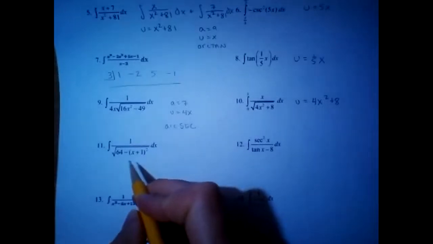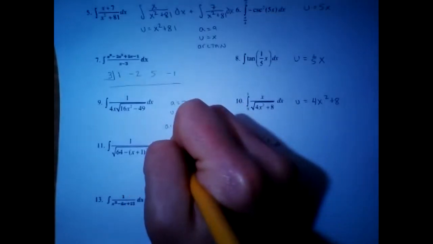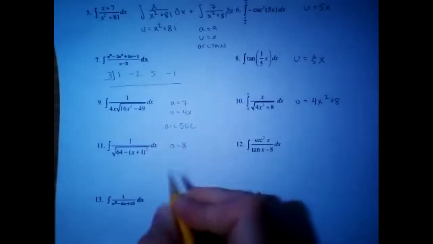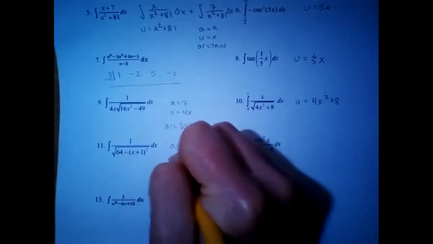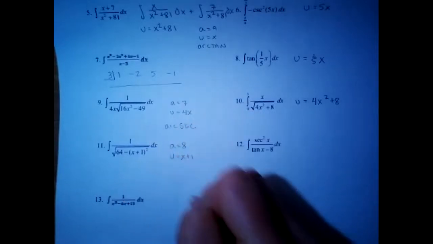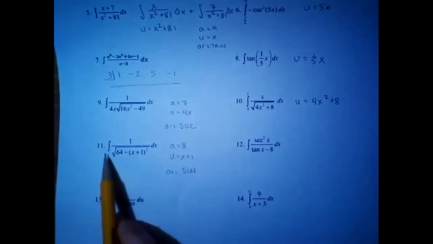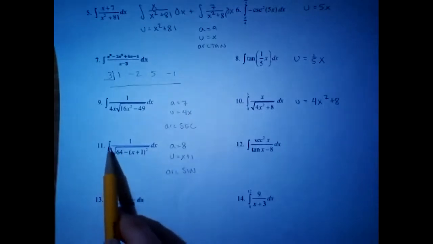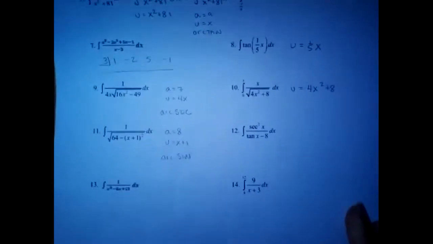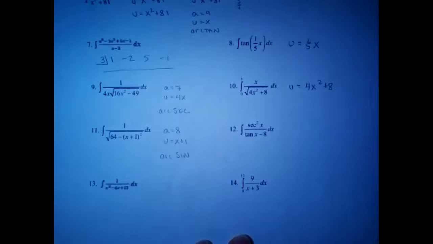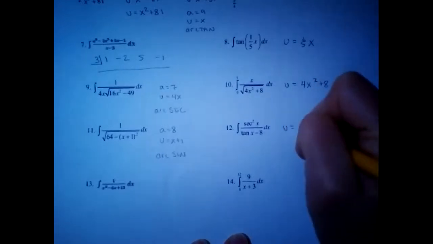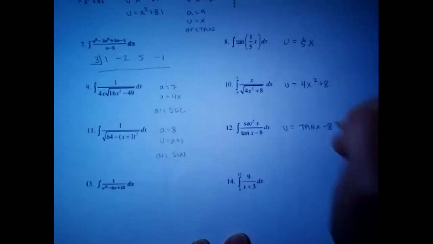11 is going to be arcsine. You would let a be 8, 8 squared is 64. U would be that x plus 1, and that's going to be arcsine. It has the square root, but it doesn't have the extra little part out front. 12 would be a regular u substitution. You would let u equal the denominator.